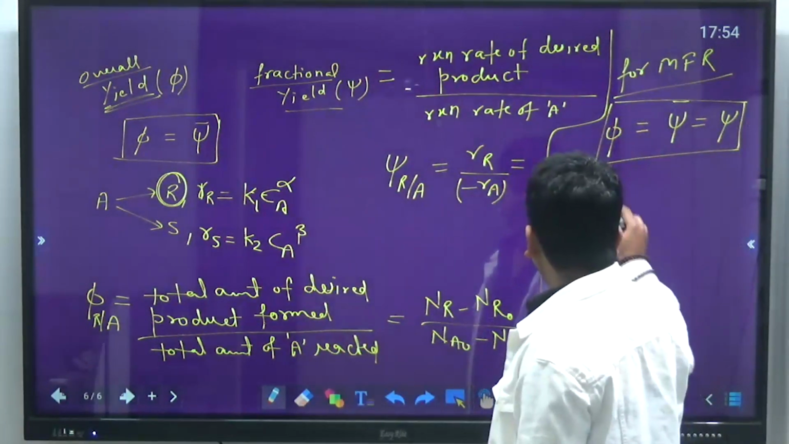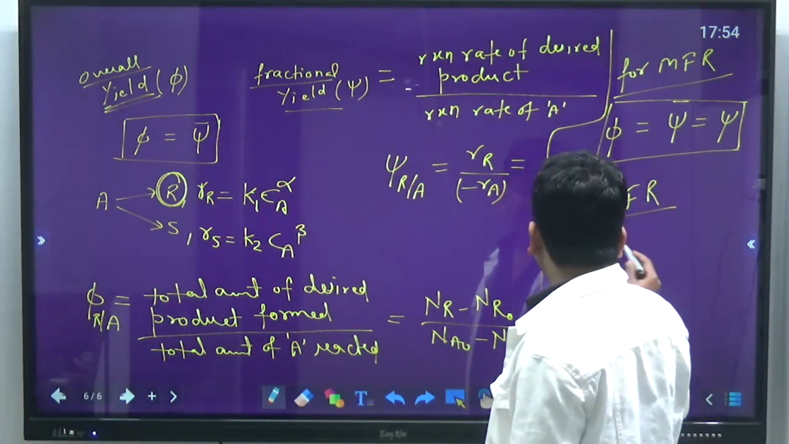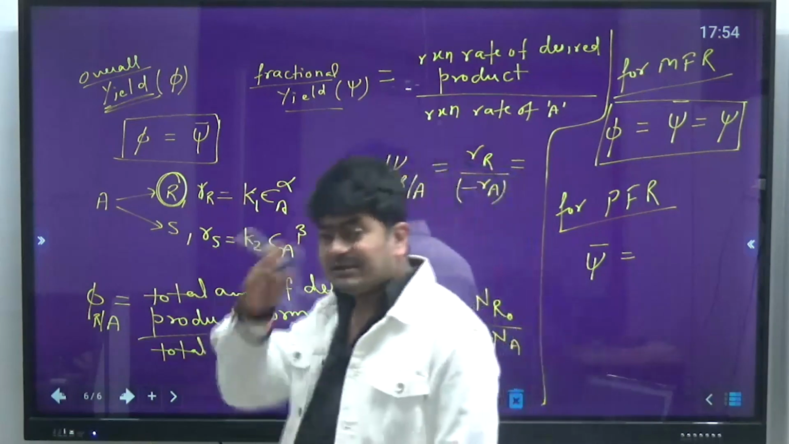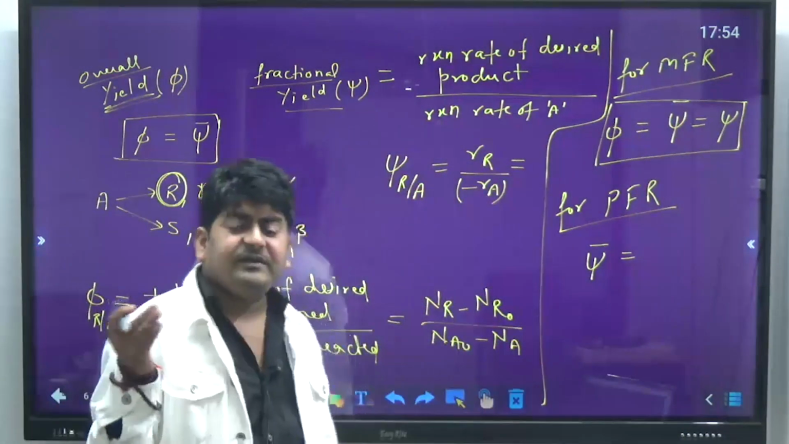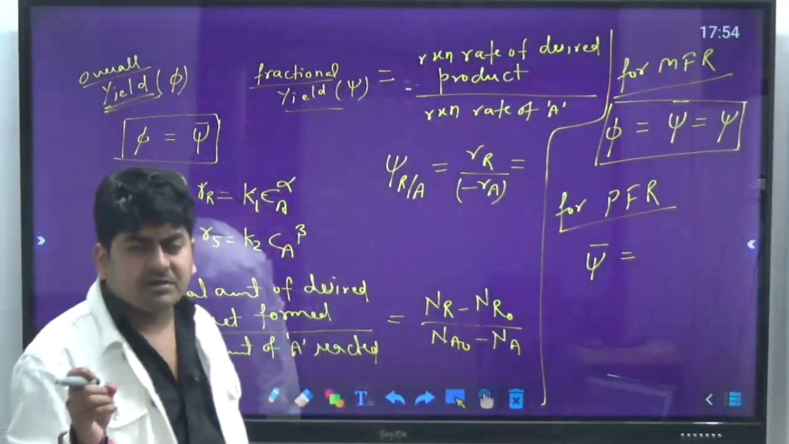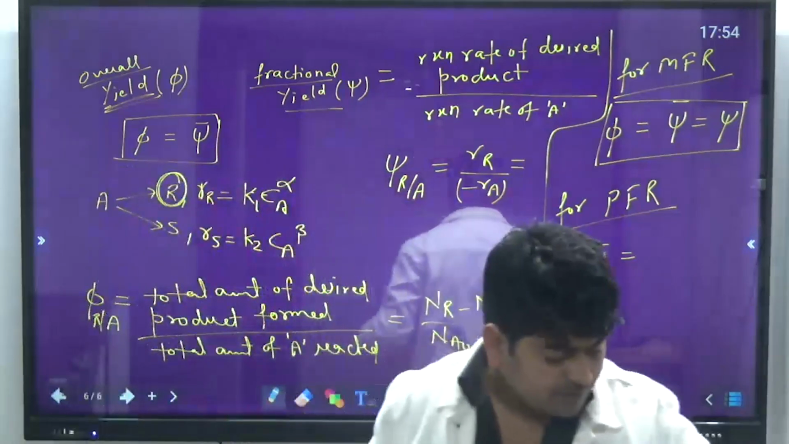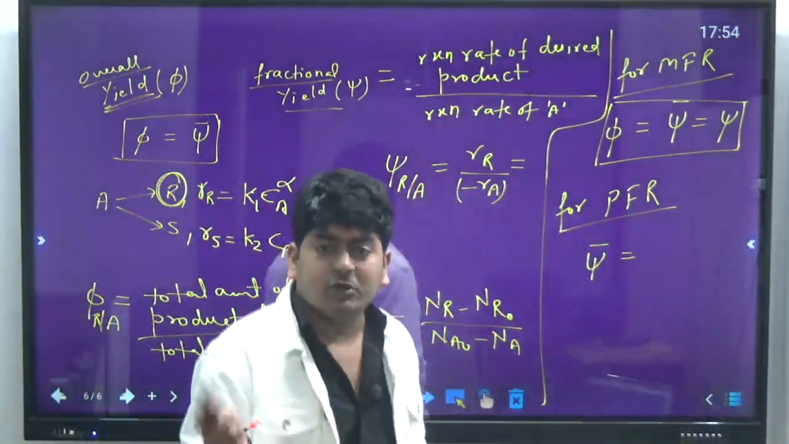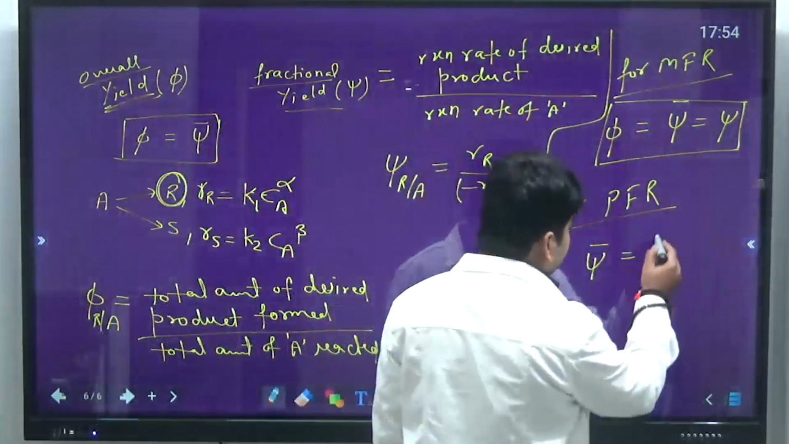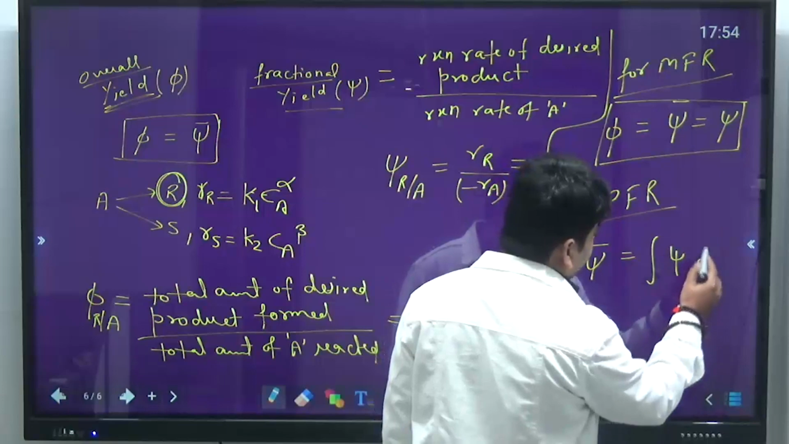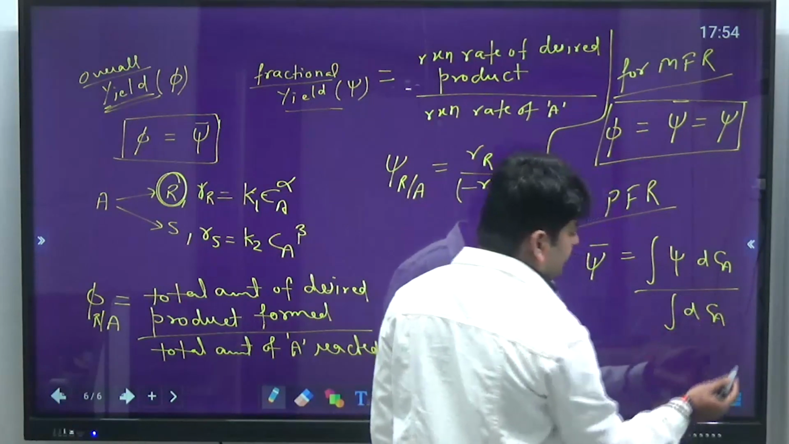And if I talk about the PFR, we know that in PFR concentration is changing along the length, meaning non-uniform concentration. And when we have non-uniform concentration throughout the reactor, fractional yield will also be non-uniform throughout the reactor. So we have to calculate the average fractional yield by using the integral method, that we can do as psi into dCA over integration of dCA.